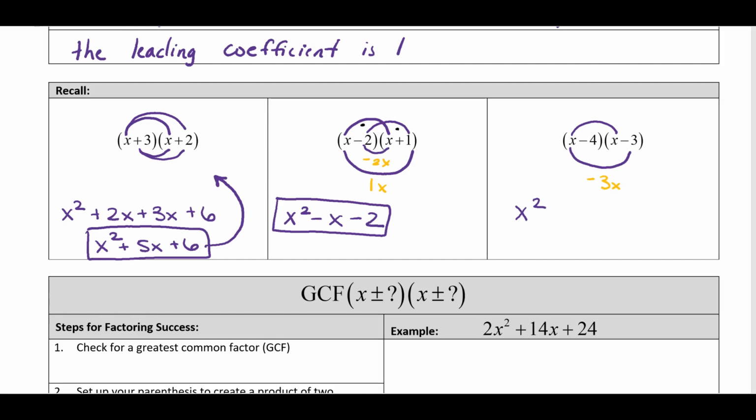I'm then going to do negative 4 times x, which is negative 4x. And then finally, I'm going to do negative 4 times negative 3, which is positive 12. So my constant is positive 12. My middle term is going to be the sum of negative 4x and negative 3x, which is negative 7x. So this is my trinomial. Okay, so now hold on to that because we're going to need that to factor.